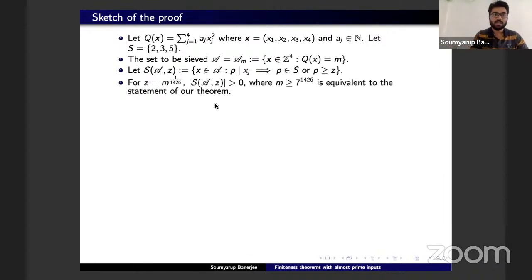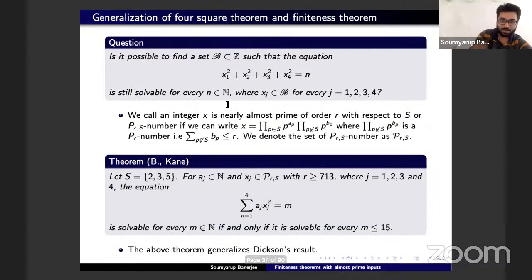Now let us see one interesting fact, that for Z equal to m to the power 1 by 1426, the cardinality of S_{A,Z} is bigger than 0, where m is bigger than or equal to 7 to the power 1426. And this statement is equivalent to the statement of our theorem. So let us first recall our statement again, just to make sure why I am saying that. In our theorem, we are specifically saying that this sum of a_j x_j squared, where the x_j's are P_{R,S} numbers, is solvable. We are studying this kind of equation with x_j belonging to P_{R,S}, and when this is solvable, that's what we are studying.